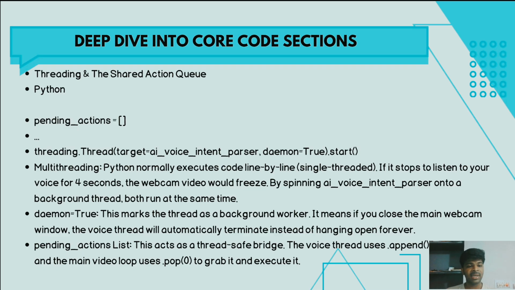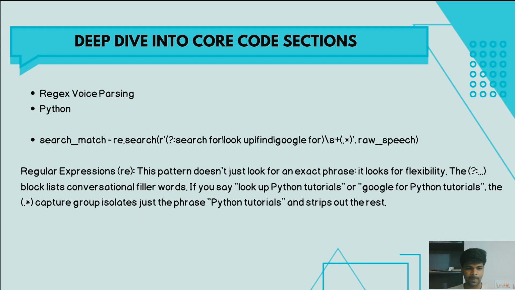The next one is threading and the shared action queue. This is also Python code, for example, pending_action equals brackets. This unleashes the multithreading of Python and different types of backend works.